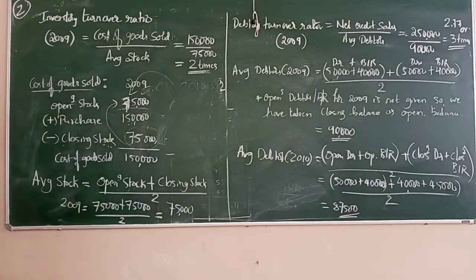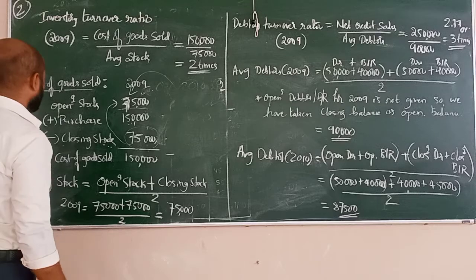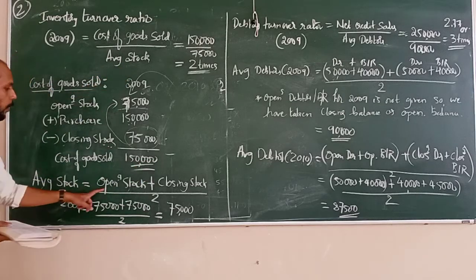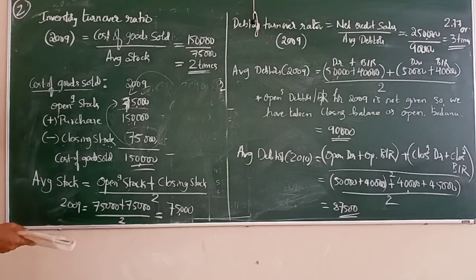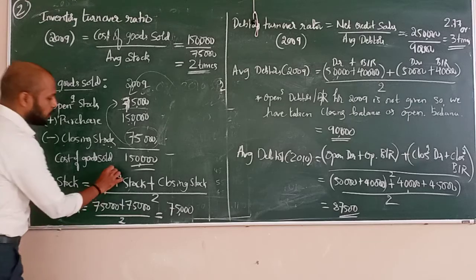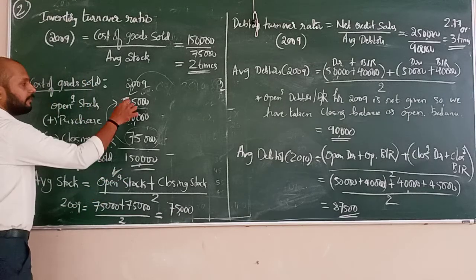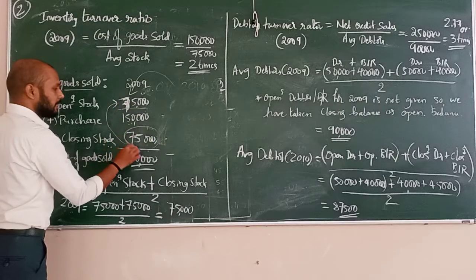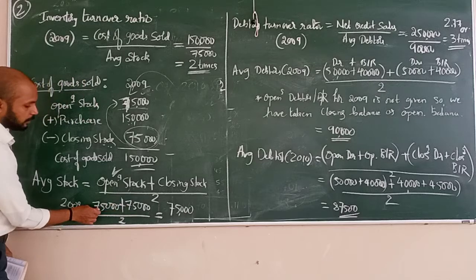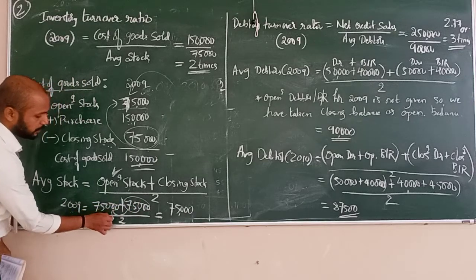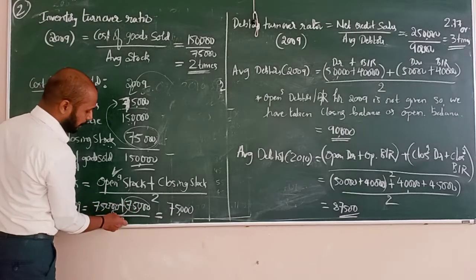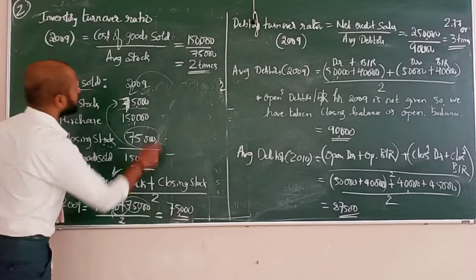So we have calculated cost of goods sold, rupees 1,50,000, divided by average stock. Average stock formula: opening stock plus closing stock divided by 2, which is very easy to calculate. Again for 2009, there is no opening stock given, right? So you have taken the closing stock itself as opening stock. Here also you have taken a similar way, so both will be the same amount. 75,000 plus 75,000 divided by 2, we will get 75,000 as average stock.